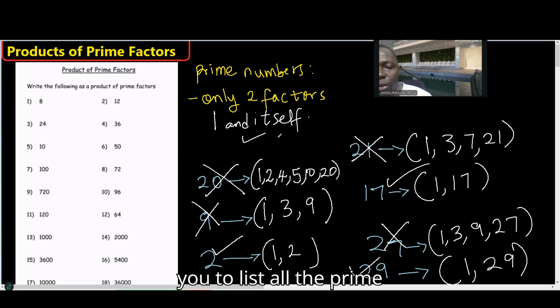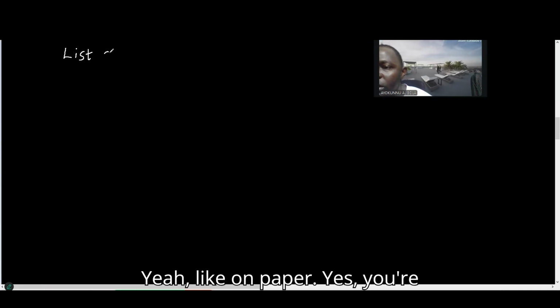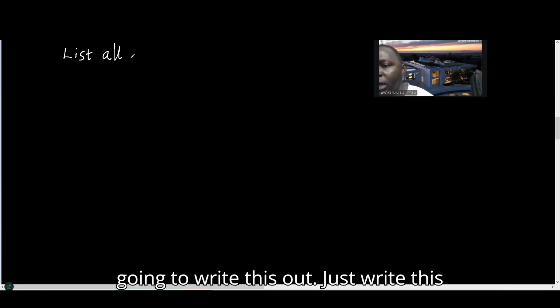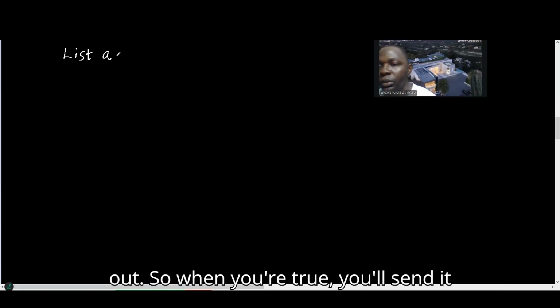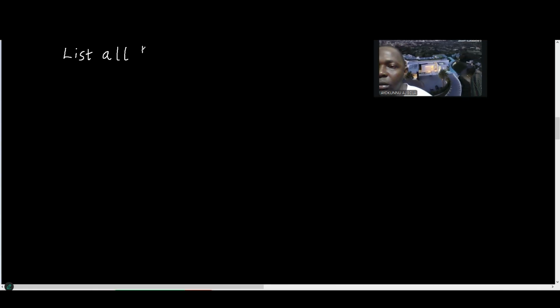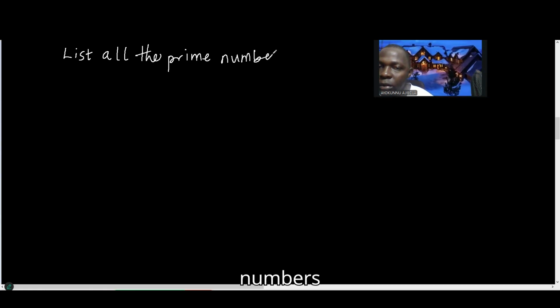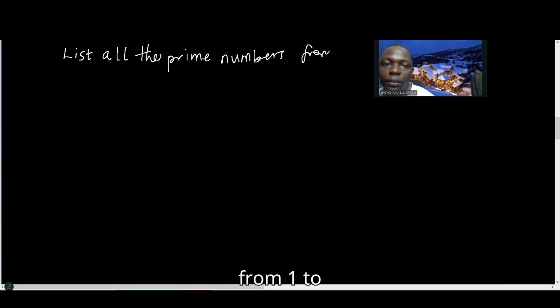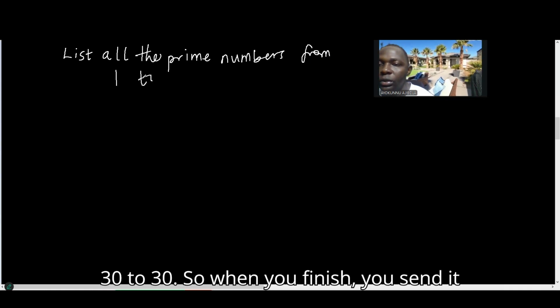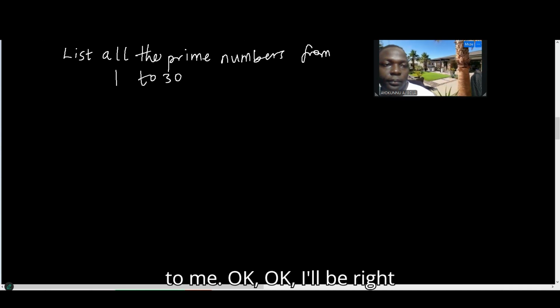So if I ask you to list all the prime numbers from 1 to 30, do you think you can do it? List on paper. Yes, you are going to write this out. So when you're through, you send it to me. So list all the prime numbers from 1 to 30. When you finish, you send it to me, okay? I'll be right back.